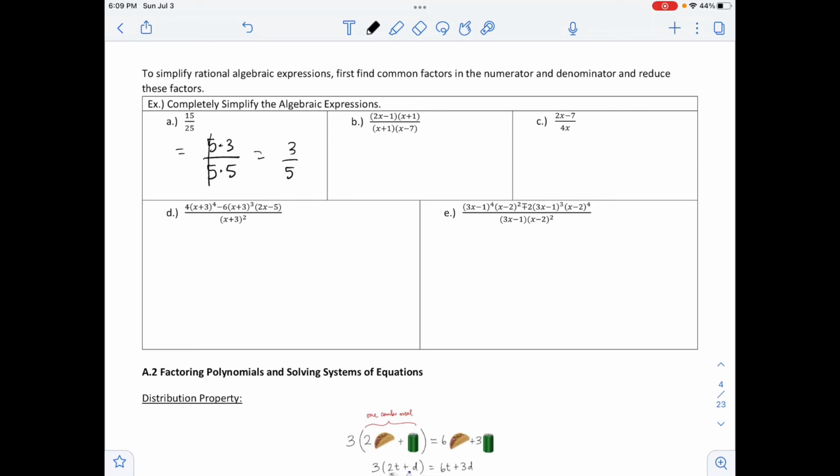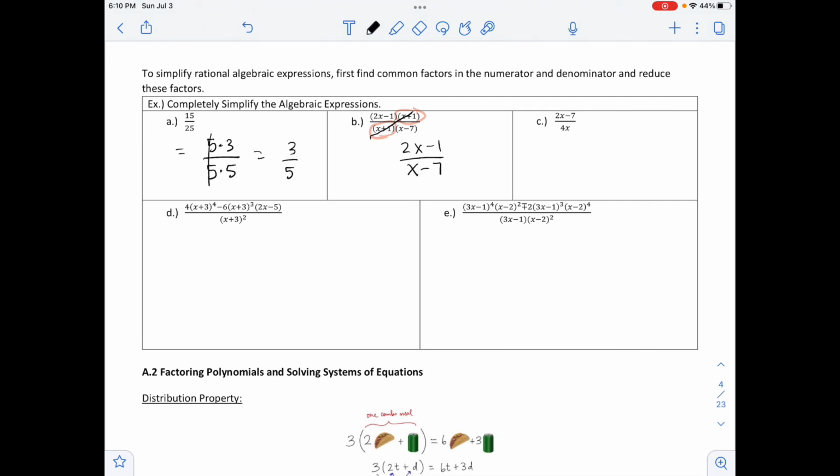So likewise for part B, if you look at the numerator and the denominator, you will see that we have x plus 1 as a common factor in both the numerator and the denominator. And so these would reduce down to 1, and we'd be left over with 2x minus 1 over x minus 7.